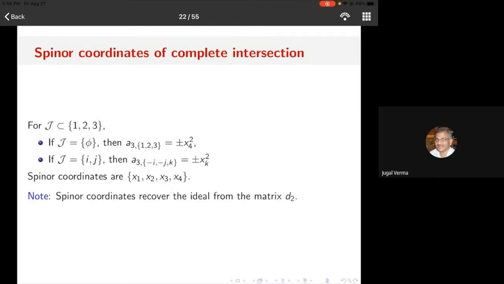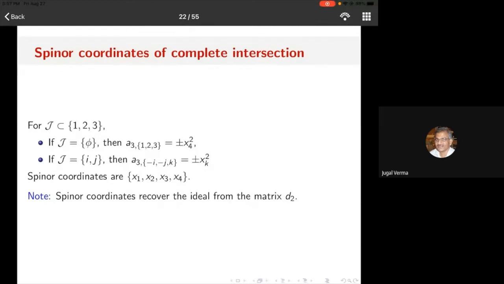So we compute the Spinor coordinates here. Take J an indexing set in 1, 2, 3, and take J to be the empty set first. Then for the Buchsbaum-Eisenbud multiplier corresponding to K, minus J is empty, J complement is 1, 2, 3, and that corresponds to plus or minus x4 squared. Similarly, if J consists of i comma j, that gives another Buchsbaum-Eisenbud multiplier. The Spinor coordinates are simply the square root of this Buchsbaum-Eisenbud multiplier, and we can get all the Spinor coordinates from the differential D2.